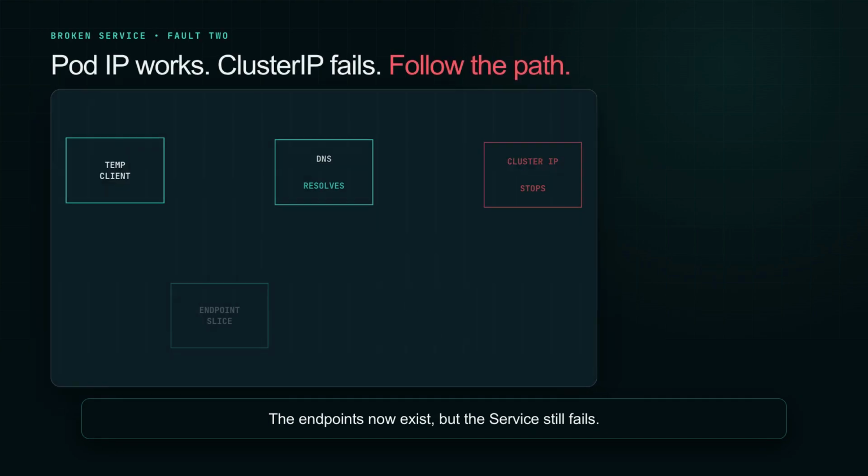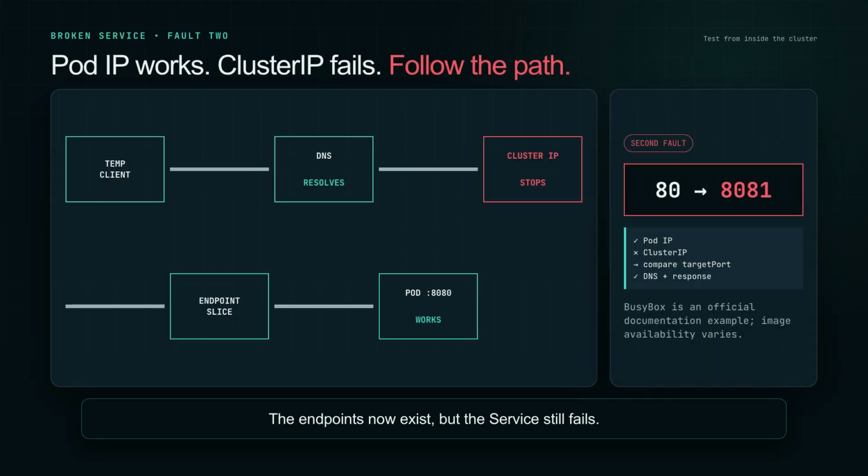The endpoints now exist, but the service still fails. Test from a temporary in-cluster client. A direct request to the pod IP works, the cluster IP does not. That result moves the fault away from DNS and the application, and toward the service path.